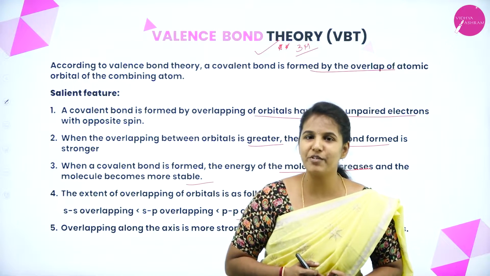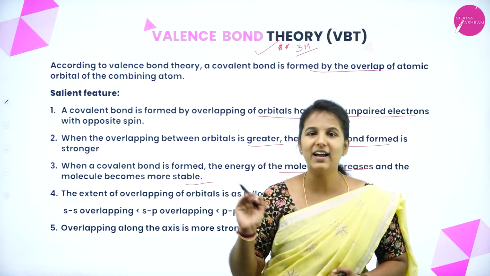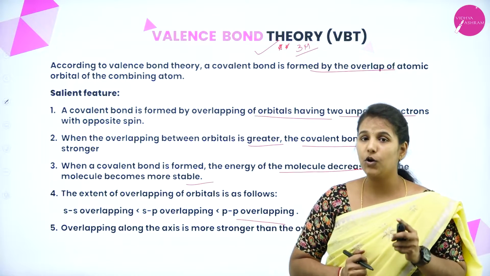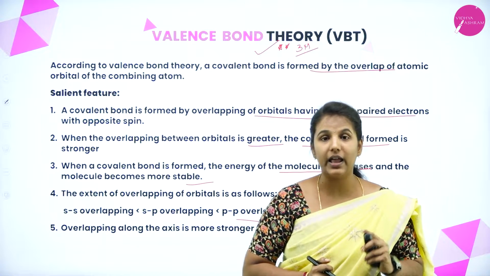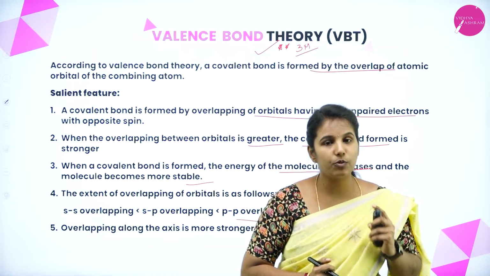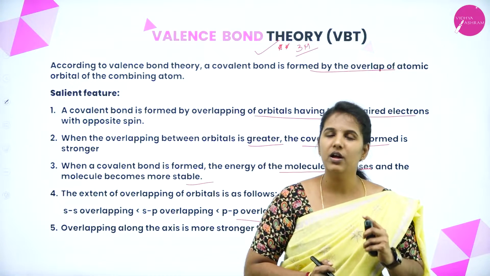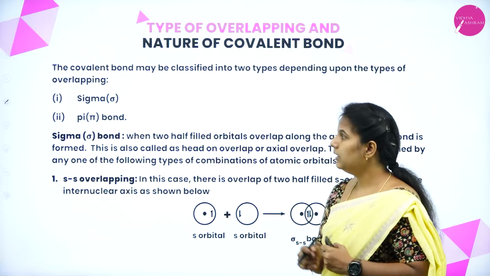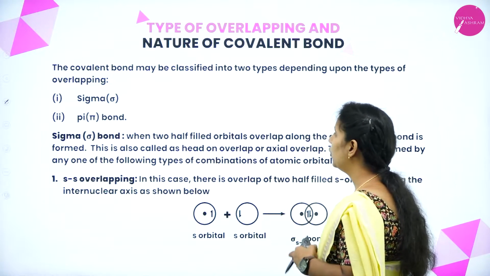More about that sigma and pi bond we are going to understand in the next slide. Okay, these are the 5 important postulates of valence bond theory. Again, I am repeating, these postulates are very important from the examination point of view. Next, we will see the types of overlapping.